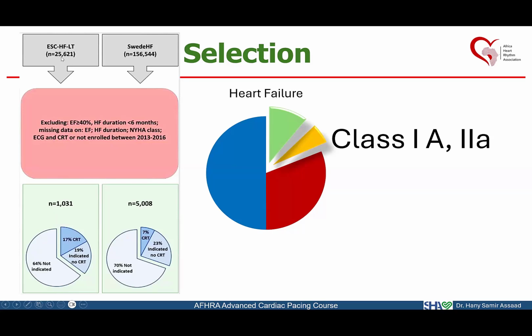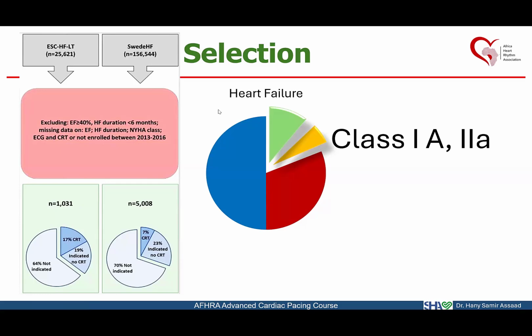The same has been shown in the ESC heart failure registry, where 35% of patients had an indication according to the guidelines, class 1A or 2A, and less than half of these patients were implanted despite the strong recommendation.